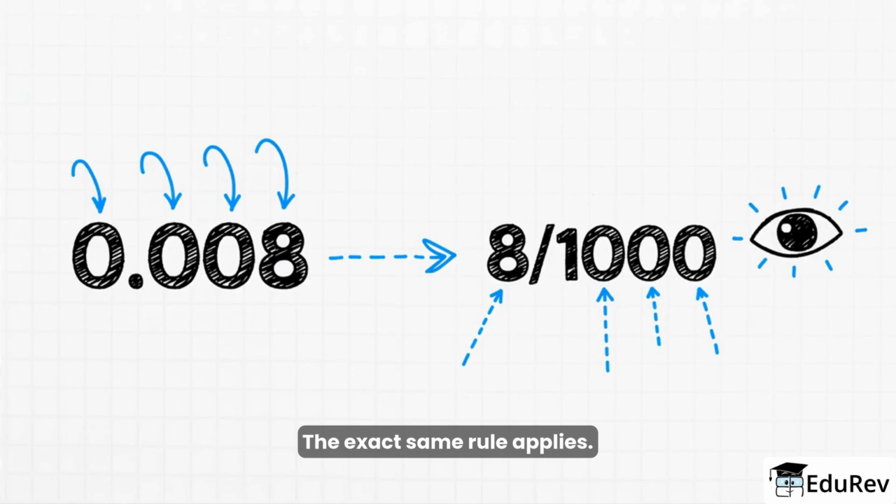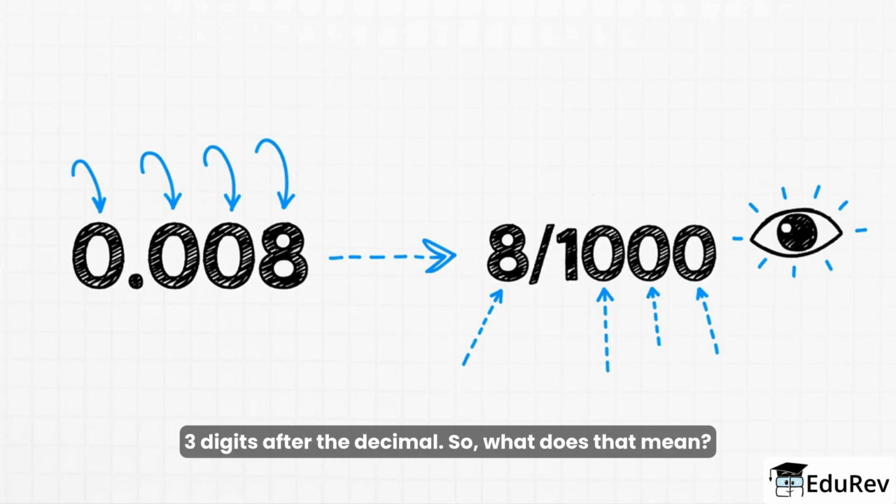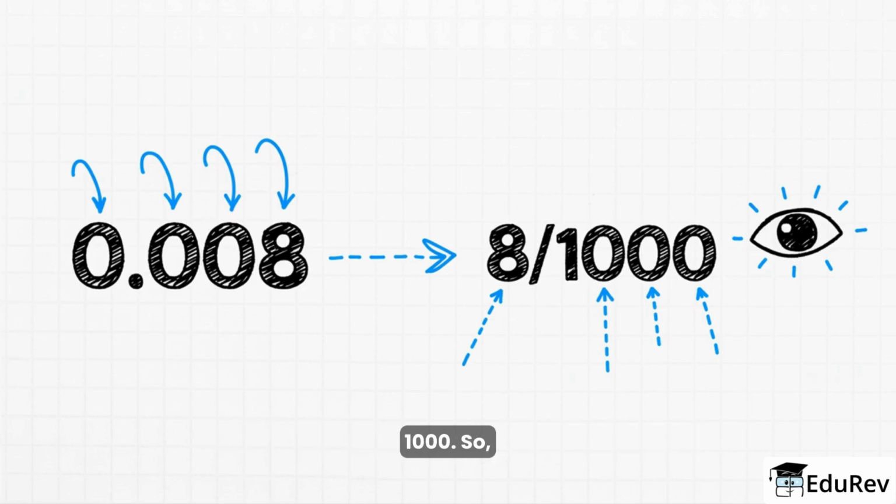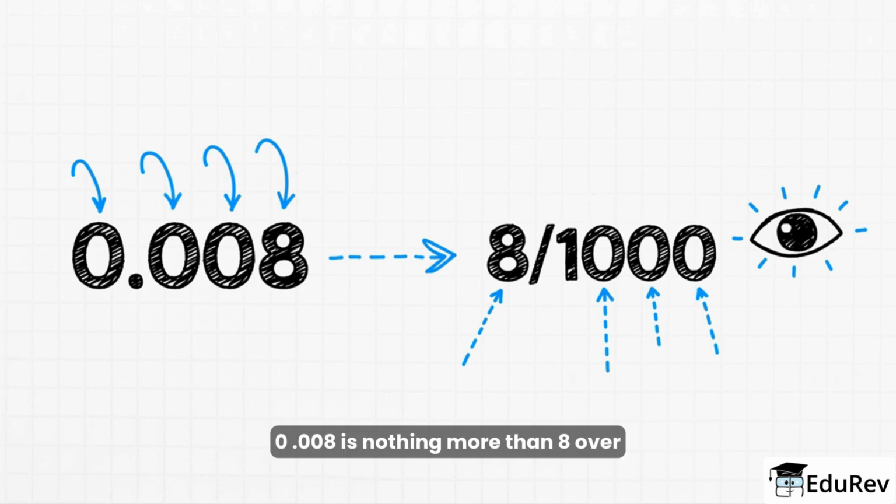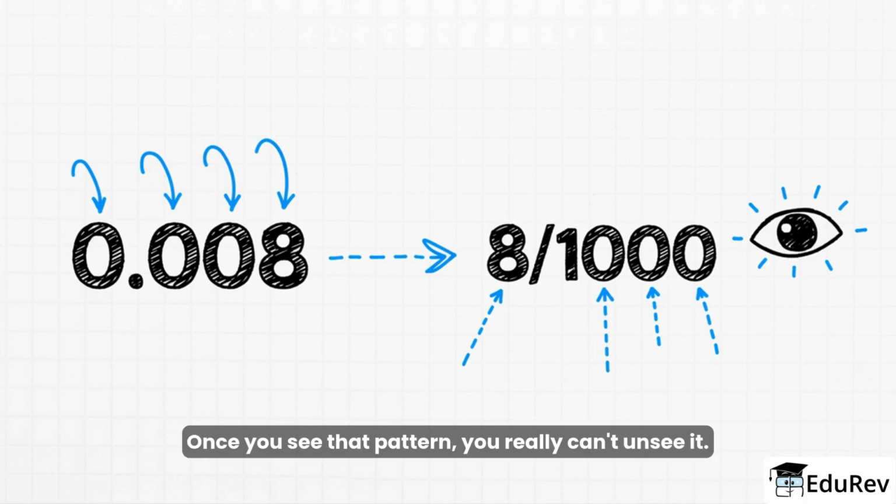Okay, how about one that looks a little trickier, 0.008. The exact same rule applies. No tricks here. We have 1, 2, 3 digits after the decimal. So what does that mean? It means our denominator is a 1 with 3 zeros, 1,000. So 0.008 is nothing more than 8 over 1,000. Once you see that pattern, you really can't unsee it.